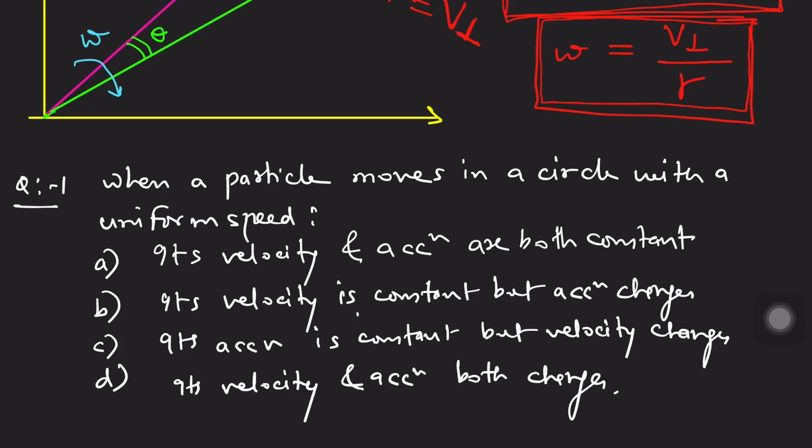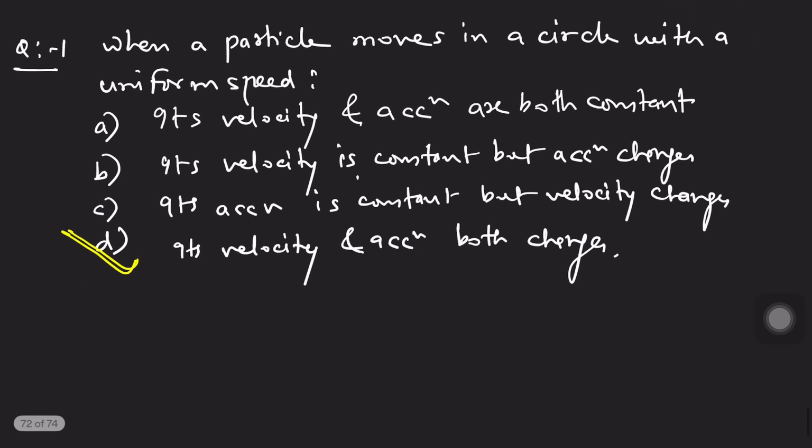So if you see here, the answer would be that its velocity and acceleration both are going to change. Why? We know that if a particle is moving on a circle with a uniform speed, of course its magnitude of velocity is not going to change, but its direction is going to change. So velocity is going to change, that's for sure.